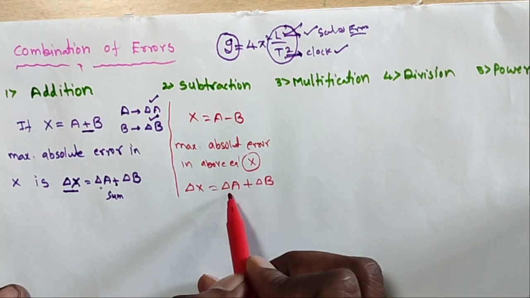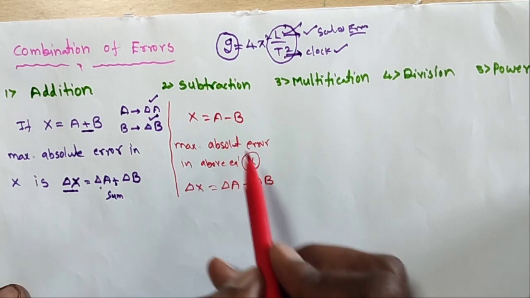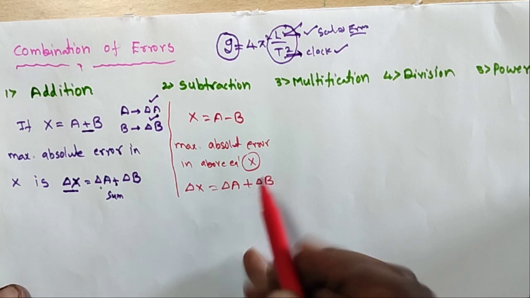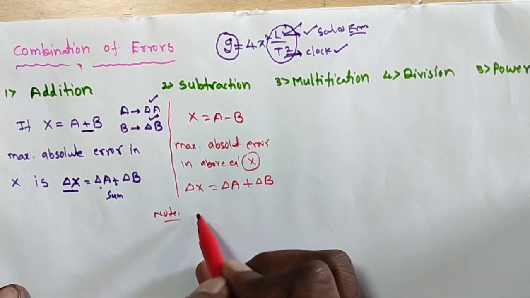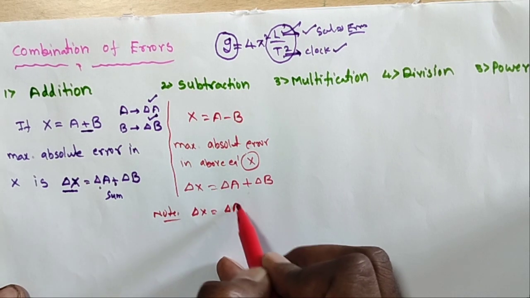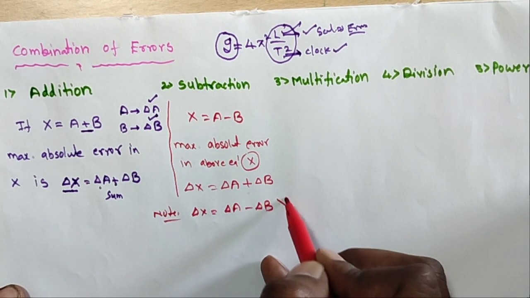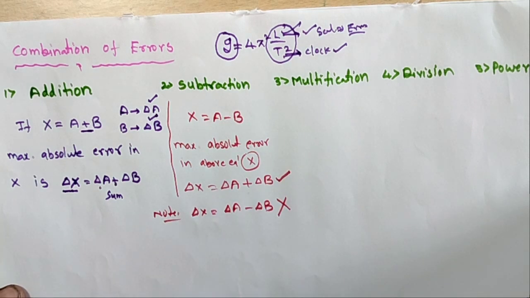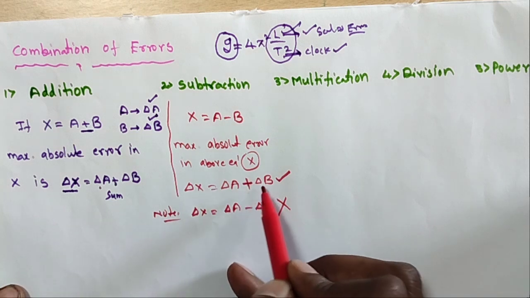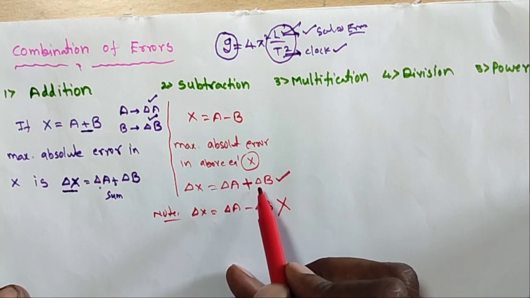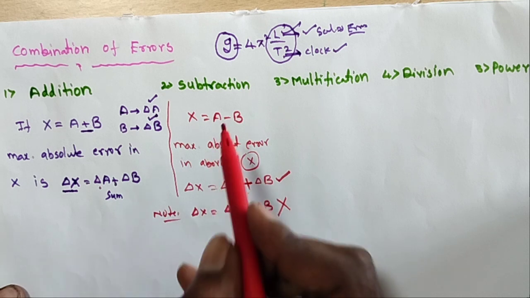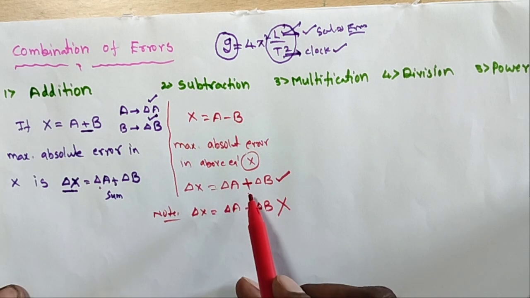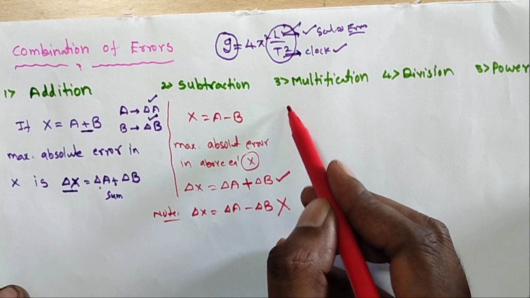So don't take the minus value. Always errors will be additive. Note, don't take the negative value. Delta X is equal to delta A minus delta B is wrong. Delta A plus delta B is correct. So always the errors will be additive, there is no subtraction property. Even if subtraction is given, these errors are always additive. So this is the second combination.